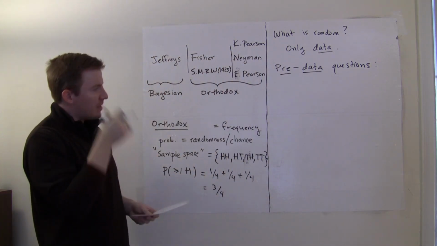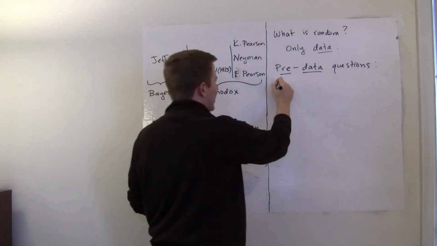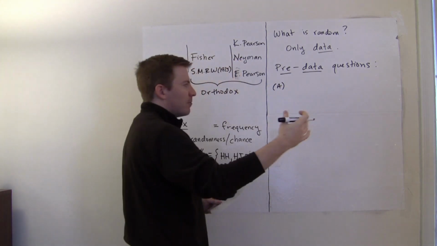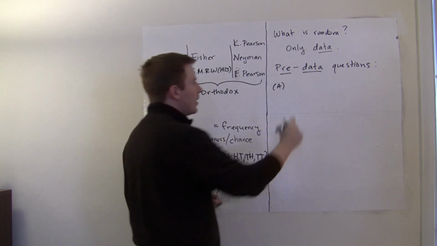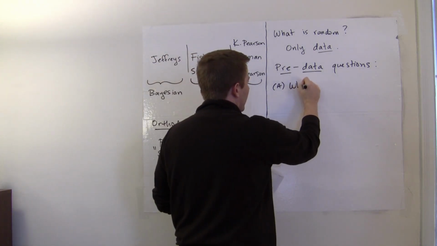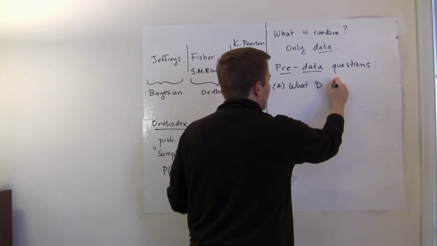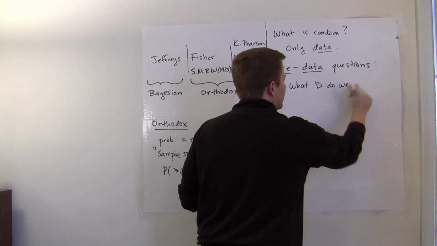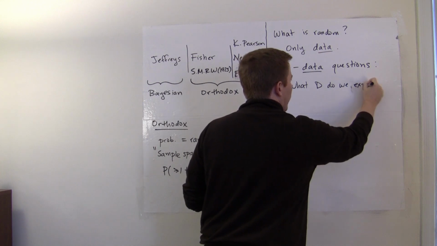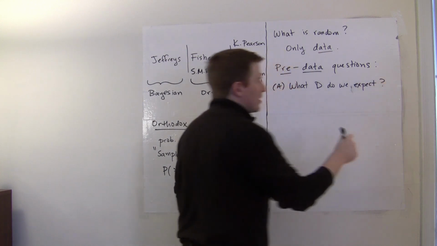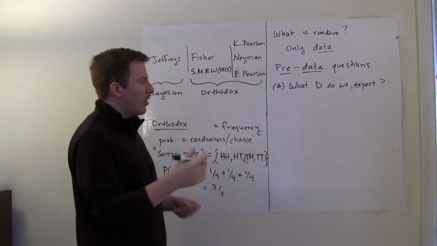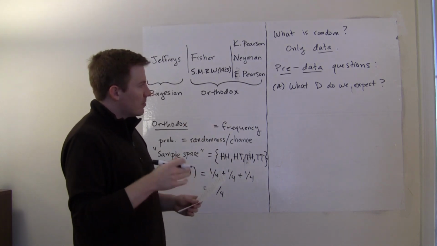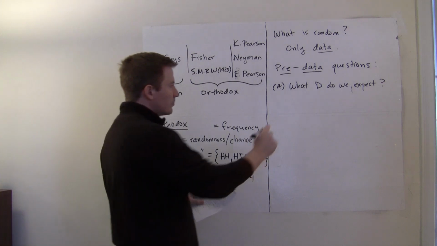And those questions will be things like what Jaynes says. Before we have actually conducted the experiment, what data would we expect to see? What ranges of data would we associate to having high probability, or what is the frequency of occurrence of data of one particular sort or another? So that's a pre-data question.